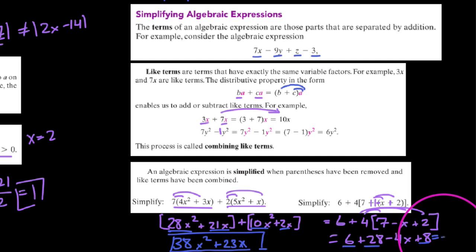So I would say that it is most appropriate to write this, and I'm going to try to make this a little bit more clean: negative 4x plus 42. And you'll notice that I put the x to the first term first. We tend to write the exponents in decreasing order, but that's how you simplify an expression.